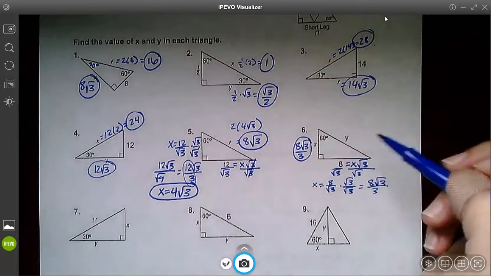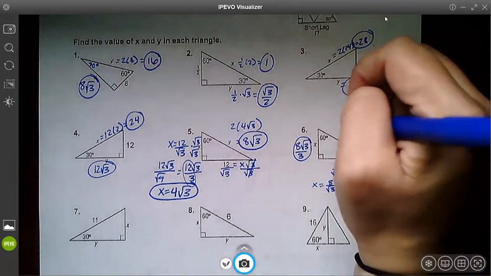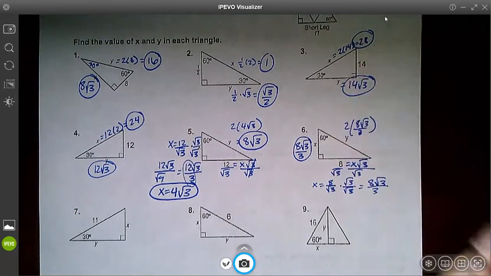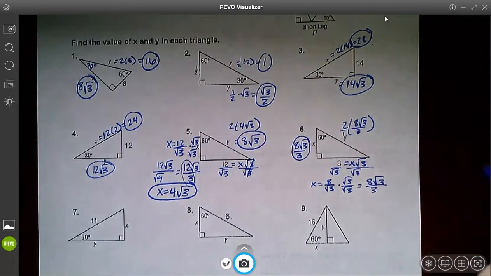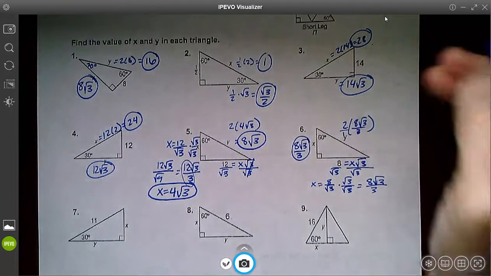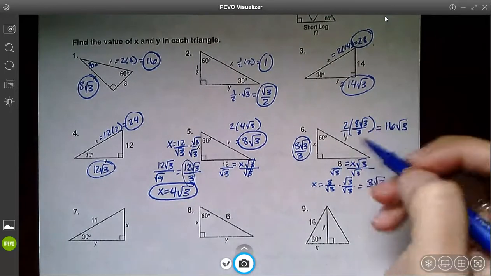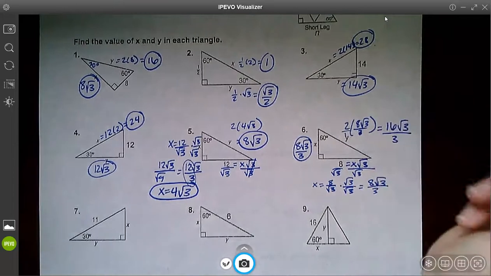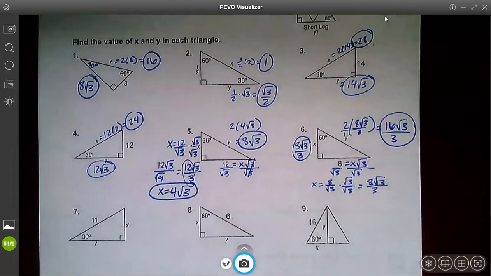Now we take that short leg, multiply it by 2 to find our hypotenuse. So we have 2 times 8 root 3 over 3. This is the same thing as 2 over 1. So when you multiply fractions, multiply straight across. So 2 times 8 is 16. You have 16 root 3 on top. 1 times 3 is 3 on the denominator. 16 over 3 does not simplify. So that is your answer.